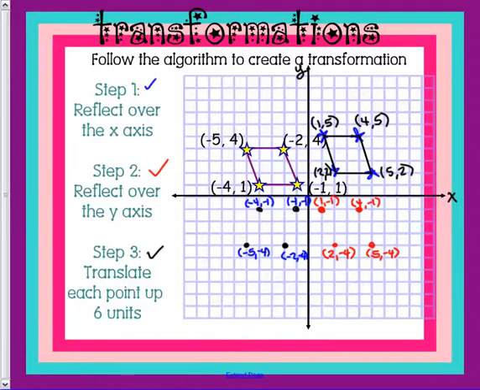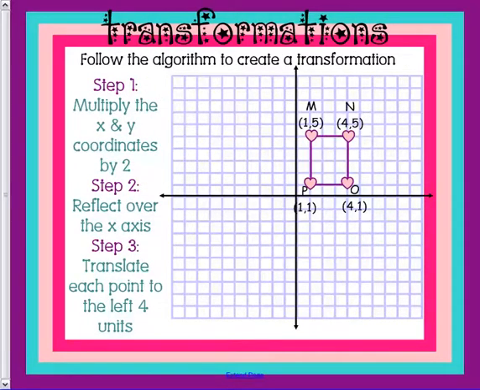Okay, so let's look at another one. Step 1, multiply the x and the y coordinates by 2. Step 2, reflect over the x-axis, and step 3 is translate each point to the left 4 units. Go ahead and try this one, and we will talk in just a second.